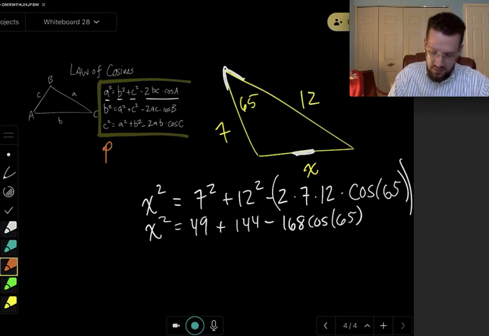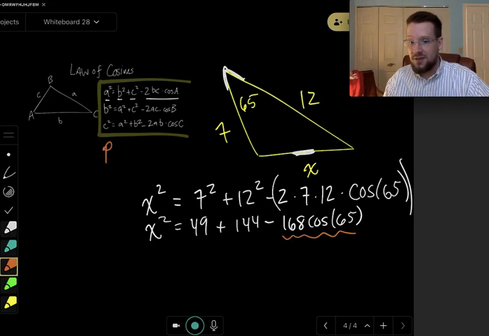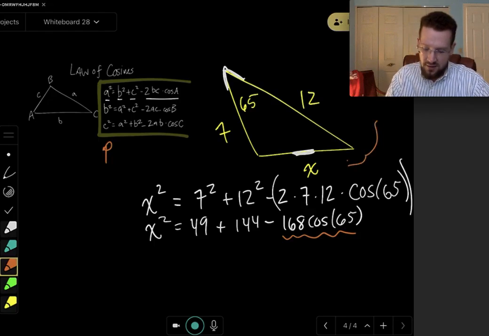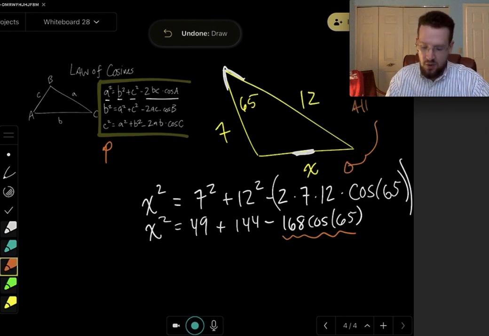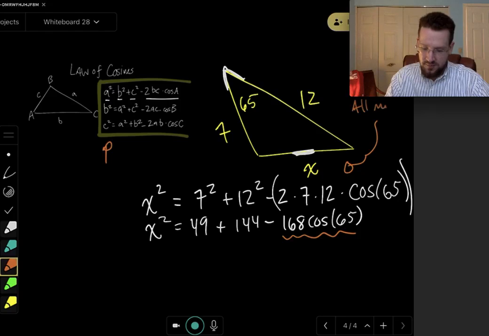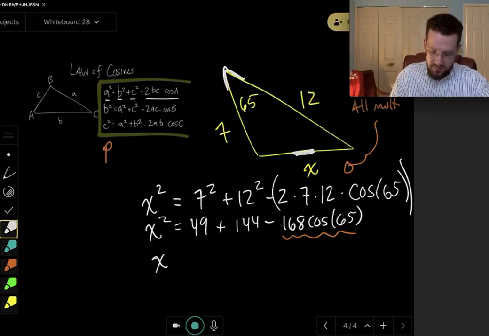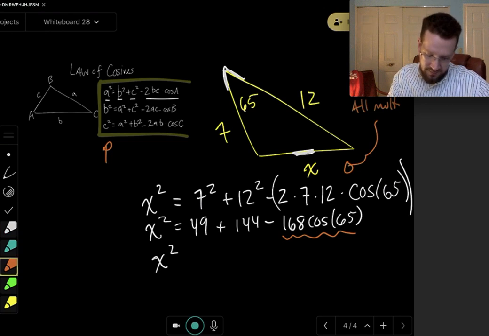And now I'm going to do this, because this is still multiplication, right? Notice all this in here. All this in here is multiplication. So what we're going to do is all the multiplication first. Okay, so I'm going to put this into the calculator. You ready?